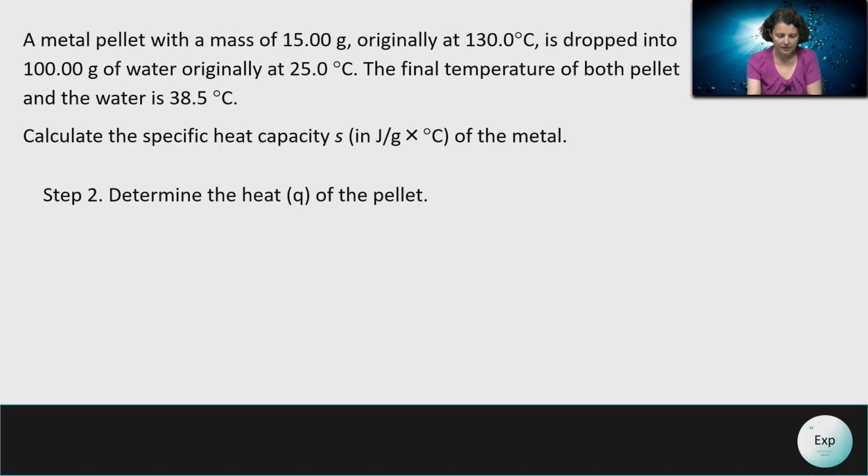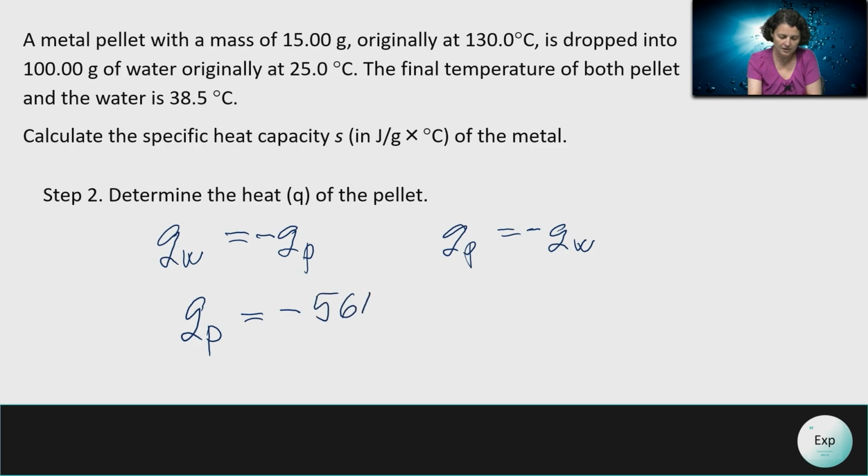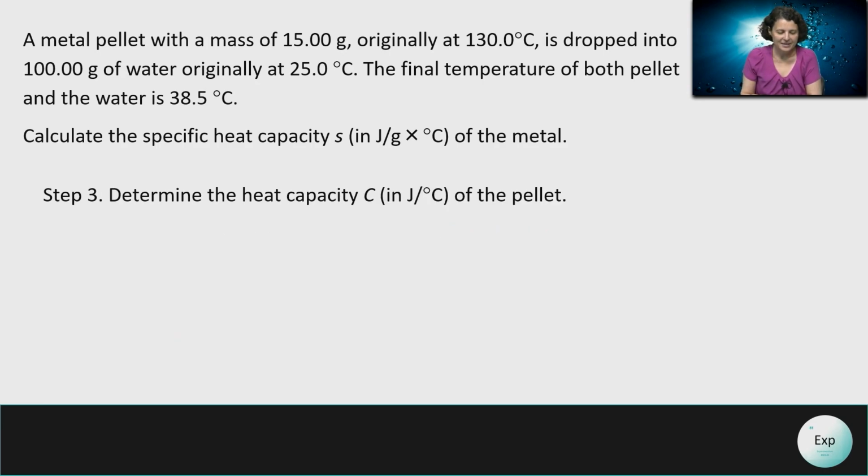From here, we can move on to our second step and determine the heat of the pellet. Because we're working inside a calorimeter, we know that there was no heat lost if proper precautions were taken, and the heat of the water is going to be the same as the heat of the pellet with a negative sign. Or the other way, the heat of the pellet is the same as the heat of the water with a negative sign. Both of these will tell us that the heat of the pellet is negative 5,648 joules.